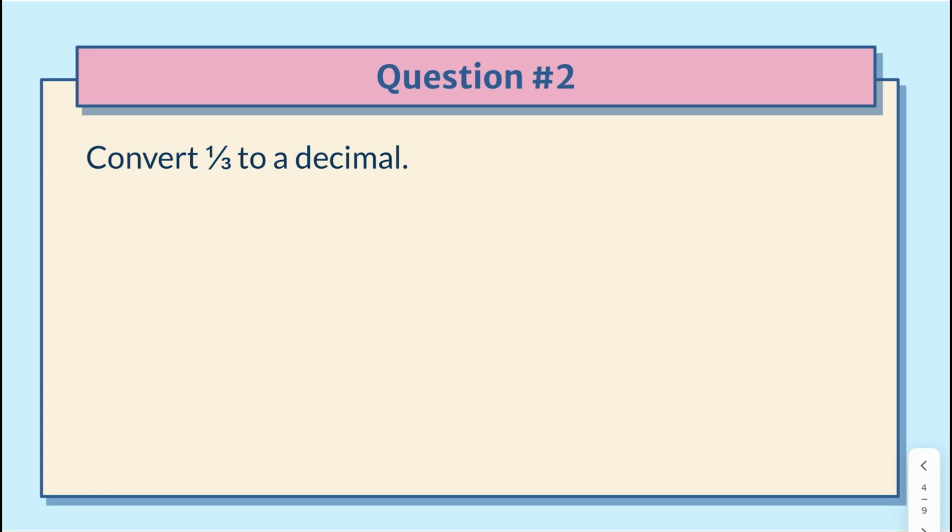Next problem is to convert 1/3 to a decimal. You can pause the video and try to solve this on your own if you want. So again, we know that 1/3 is equal to 1 divided by 3. So we use long division.